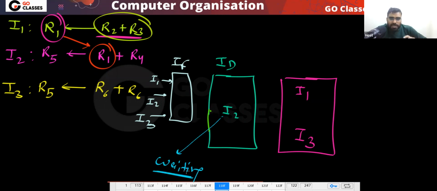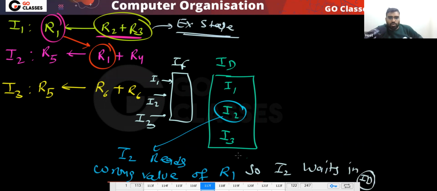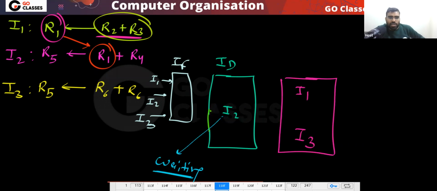Is this clear? Please tell me. I2 should wait in this decode stage because I2 is reading the wrong value, so I2 will wait. So I2 waits in the ID stage. Okay. So here what will happen? I1 and I3 will go to the execute stage.